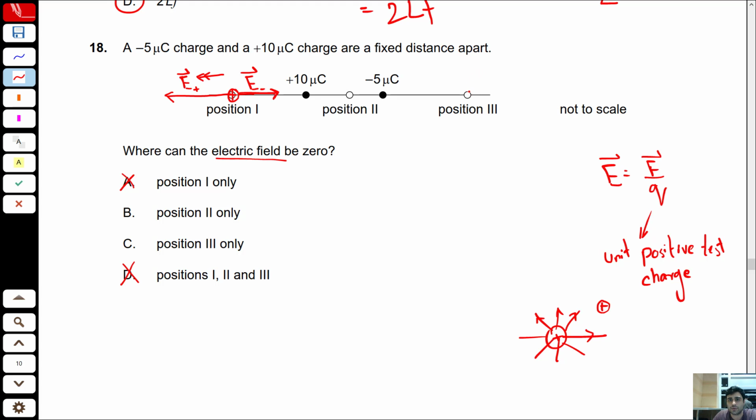Okay, let's measure the net electric field strength at position 3. To do that, we always introduce a small unit positive test charge, and then we find out what the electric field strength acting on it is. The electric field strength acting on it due to negative 5 microcoulomb will be toward it, negative and positive attract each other, so it will be like this. So this is the electric field strength due to this negative charge. Is there any other charge? Yes, there is a positive microcoulomb charge. So positive repel each other.